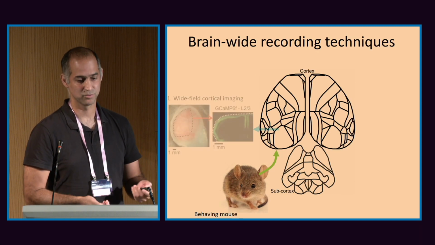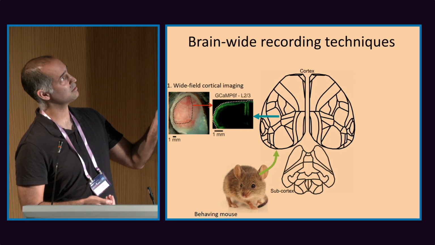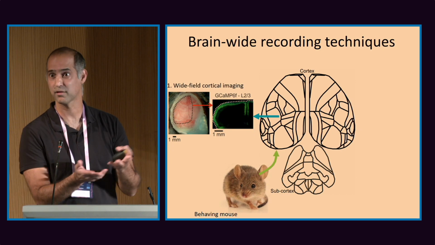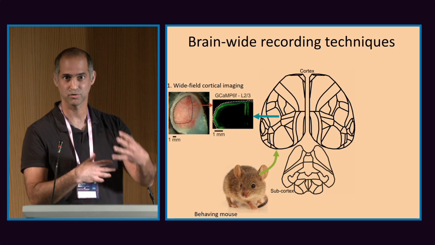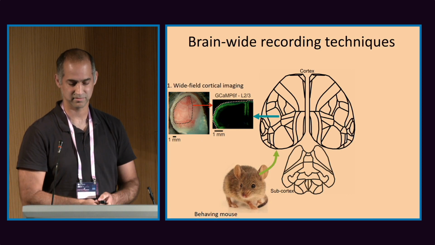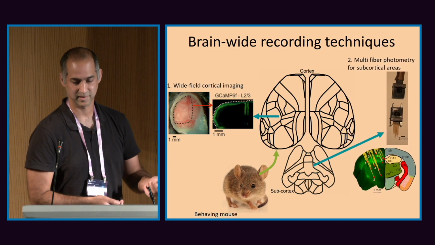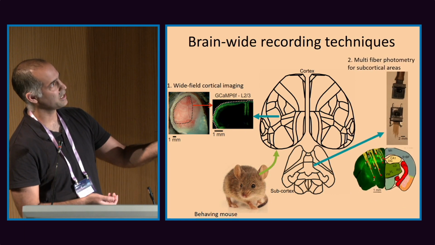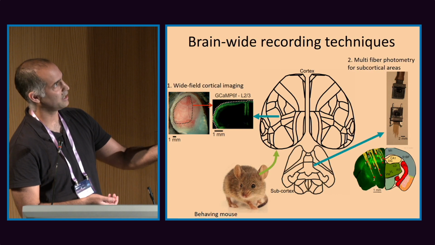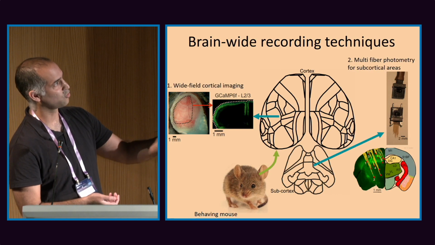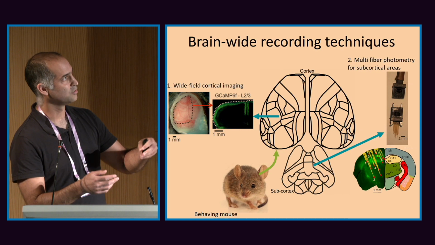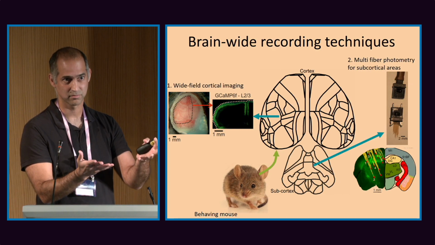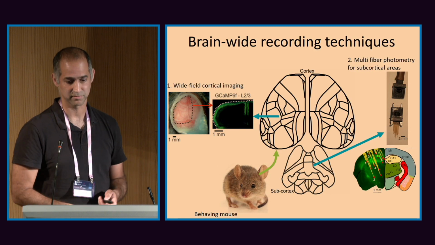Our lab can do wide field imaging of the whole cortex. Here, for example, we measure calcium dynamics over the whole dorsal cortex. But we also developed a novel technique of multi-fiber photometry. We can insert up to 48 different fibers. Each fiber has a different lens, and this is chronically inserted into the mouse to image simultaneously dozens of subcortical areas. So we're doing both.